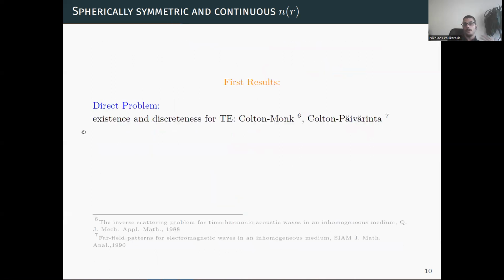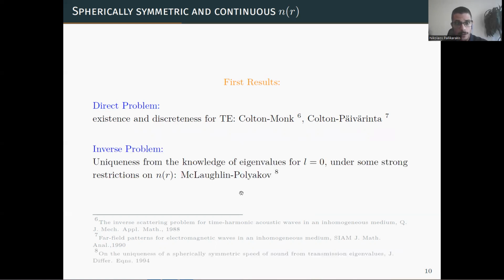So for the direct problem, the first results about existence and discreteness in the spherically symmetric case were at the beginning of the 90s, due to the results of Colton, Monk, and Paivarinta. And for the inverse problem, the first uniqueness result was due to McLaughlin and Polyakov in 1994, in the special case where we assume the knowledge of eigenvalues corresponding only to L equal to 0.